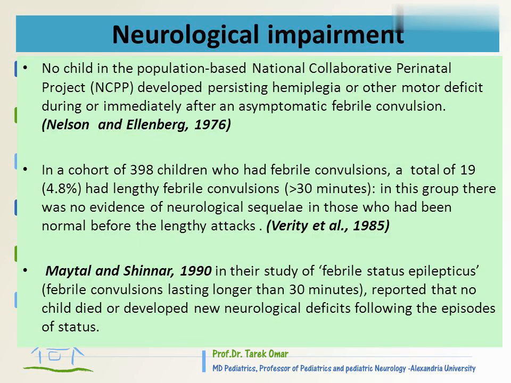Level 1A. Neurological impairment. No child in the population-based National Collaborative Perinatal Project, NCPP, developed persisting hemiplegia or other motor deficit during or immediately after an asymptomatic febrile convulsion. Nelson and Ellenberg, 1976. In a cohort of 398 children who had febrile convulsions, a total of 19, 4.8%, had lengthy febrile convulsions, greater than 30 minutes. In this group there was no evidence of neurological sequelae in those who had been normal before the lengthy attacks.